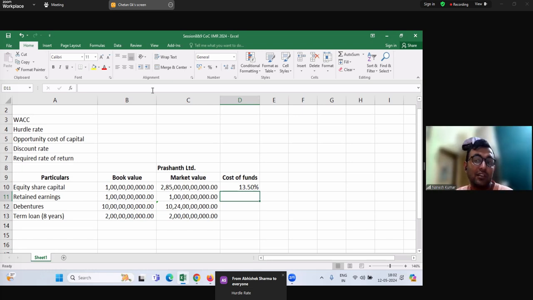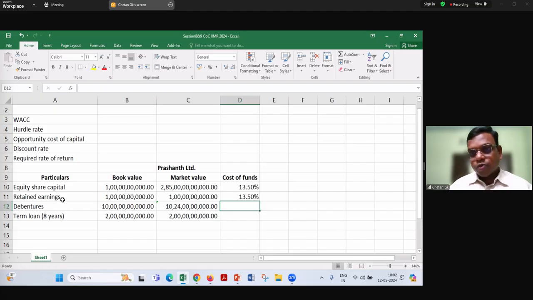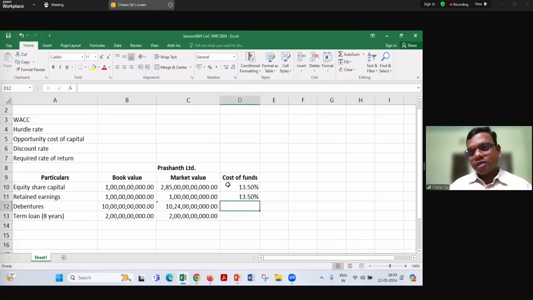More than Shivam's answer, 13.5%. Why? Because equity shareholders are expecting 13.5%. And ultimately, this retained earnings belongs to whom? It belongs to equity shareholders themselves, right? So that is the reason it is exactly equal to 13.5%. Hope you understood the logic. Why it should be equal to equity share capital funds. It is equal to cost of equity, in other words.